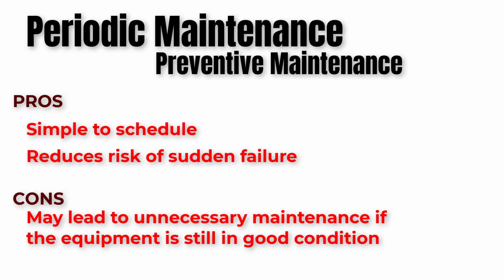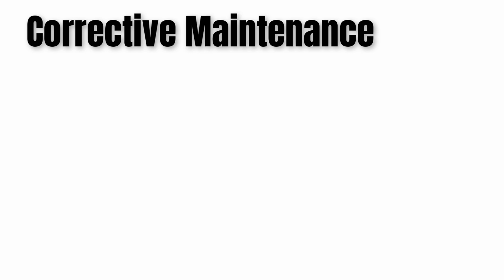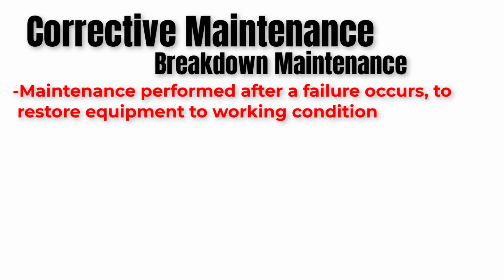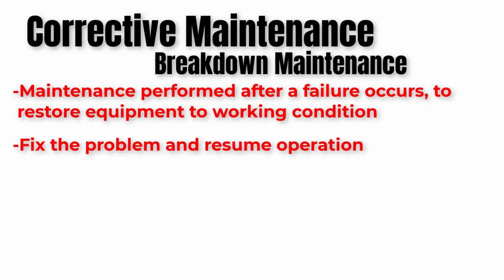But actually it's not a problem, because if you are doing this periodic maintenance very well, it will reduce what we call corrective maintenance. So what is corrective maintenance or breakdown maintenance? It's maintenance performed after a failure occurs to restore equipment to working condition. So our goal here is to fix the problem and resume operation.